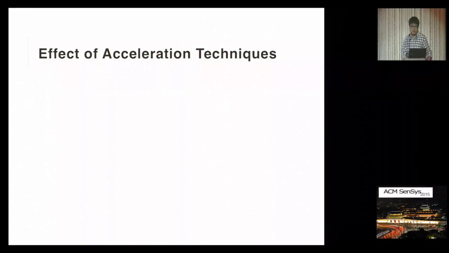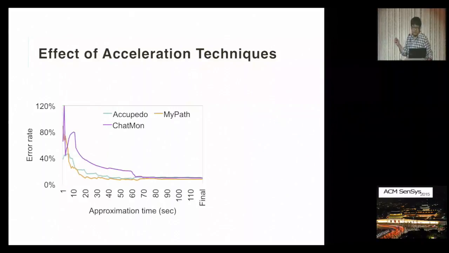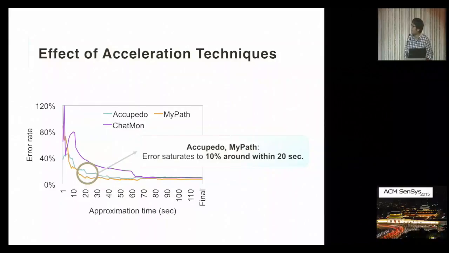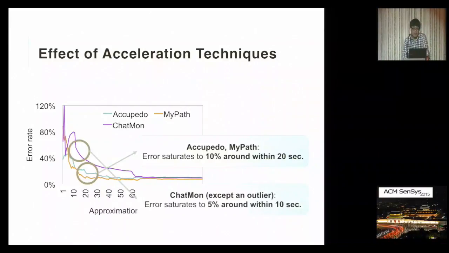Let me show you how well these techniques work first. This graph shows how fast you can provide the power estimation without much error. The X-axis represents the time when the power estimation was made, and the Y-axis is the error rate when we apply all the acceleration techniques. Surprisingly, for the occupied and MyPath cases, it takes only 20 seconds to reach an error rate under 10%. For the German case, we need relatively more time to reach 10% error, but except for one outlier case, it takes only 10 seconds for 5% error.